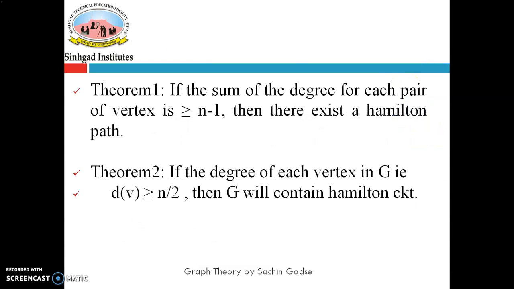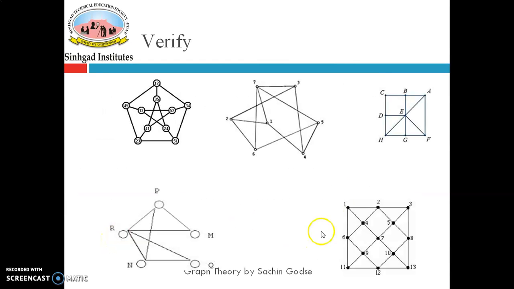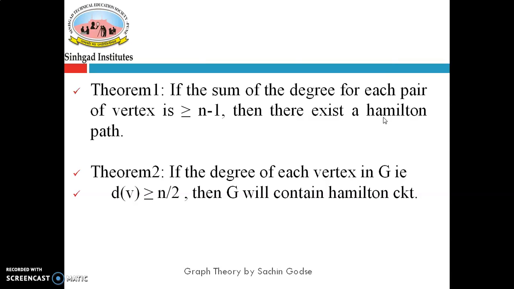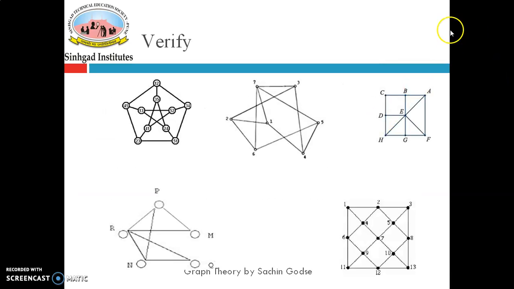For a Hamilton circuit, what is the condition? The degree of each vertex is greater than or equal to n by 2. So in this case, what is the value of n? The n value is 8. N by 2 means 4. And if you see here, the degree of C is 2. So 2 is not greater than or equal to n by 2. So a Hamilton circuit will not exist in this graph.